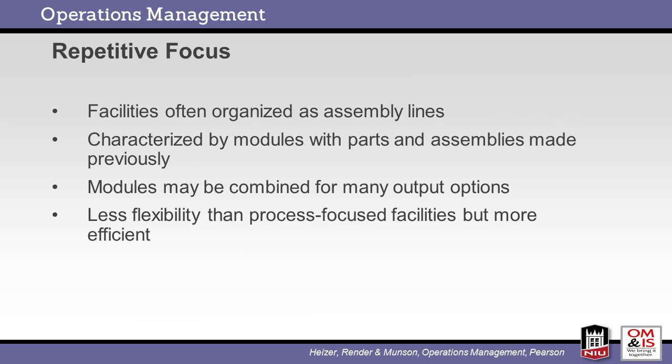Repetitive focus takes advantage of assembly lines to reduce cost and produce repeatability. Assemblies often consist of standard parts and sub-assemblies. Modular assembly is common. This method is less flexible than process focus lines, but is more efficient.